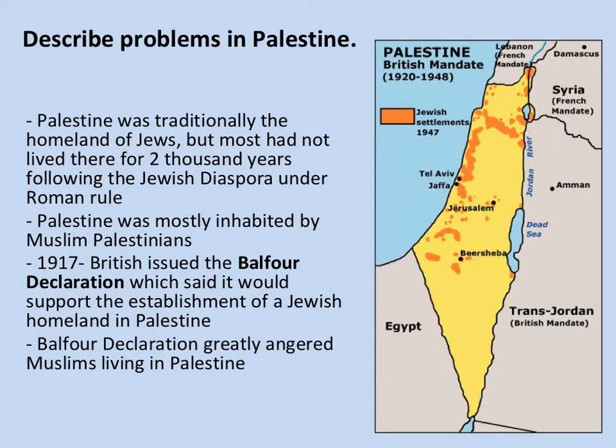In 1917, the British issued the Balfour Declaration, which said it would support the establishment of a Jewish homeland in Palestine. This caused a lot of issues with the Muslims living in Palestine, who felt like this was already their territory, and so as they saw people different from them moving in great numbers to Palestine, it caused some conflict and controversy.